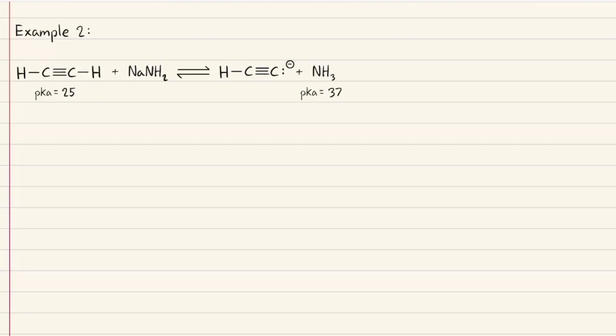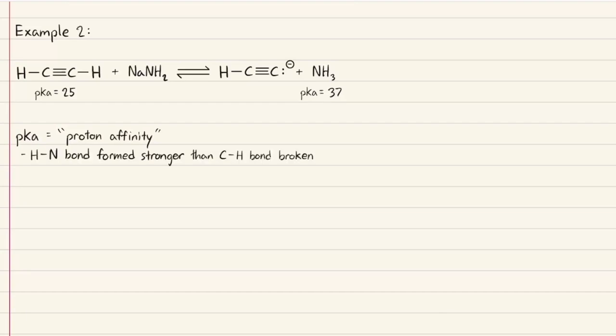Notice that in the forward reaction, we're going up in pKa value as we go from the stronger acid to the weaker acid. Considering the molecule's pKa values as an indicator of proton affinity, we can see that the N-H bond formed in ammonia is stronger than the C-H bond broken in acetylene.